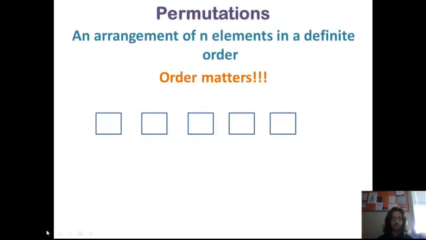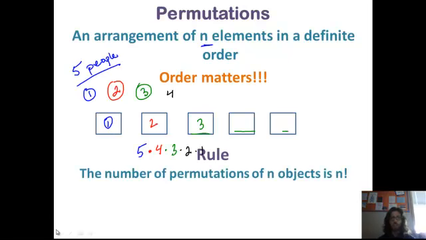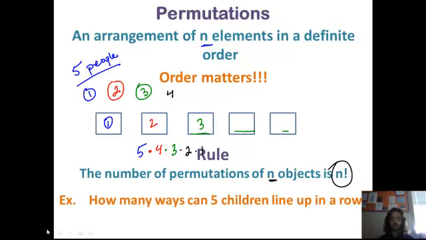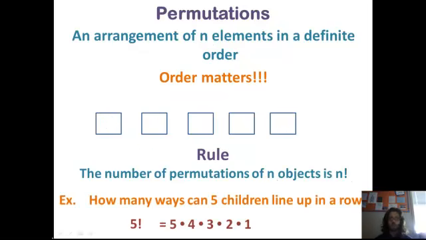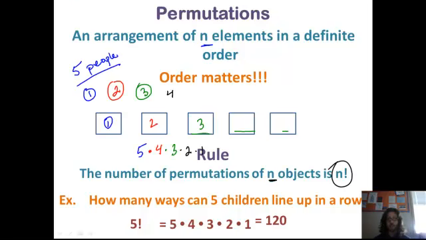So hopefully you notice that if we want to find the number of permutations of n objects, we just take the factorial of n. And so we see that if we wanted 5 children to be lined up in a row, we take 5 factorial and it tells us the answer.